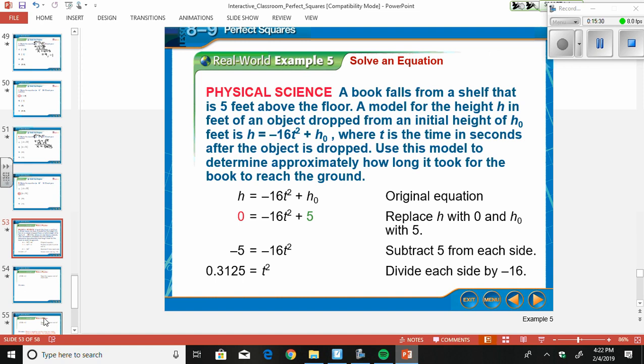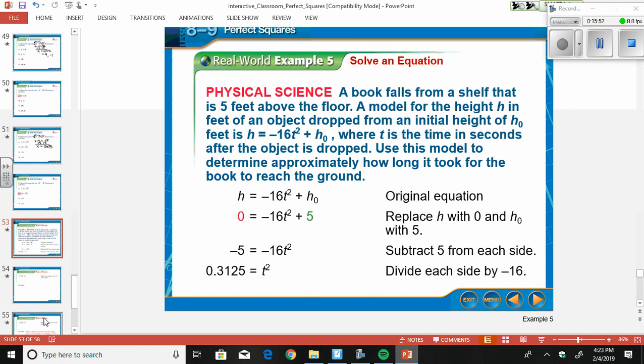Physical science: a book falls from a shelf that is 5 feet above the floor. A model for the height in feet of an object dropped from an initial height of h sub 0 feet is h is equal to negative 16 t squared plus that initial height, where t is the time in seconds after the object is dropped. Use this model to determine approximately how long it took for the book to reach the ground.